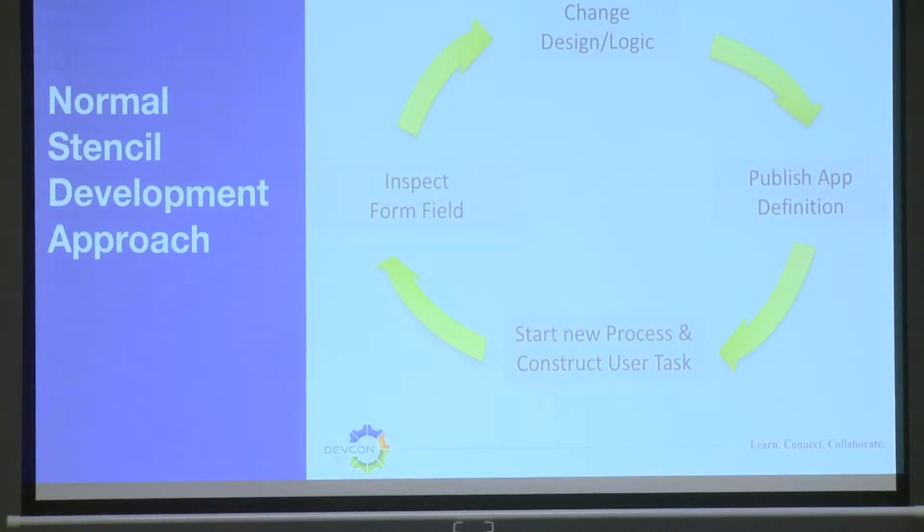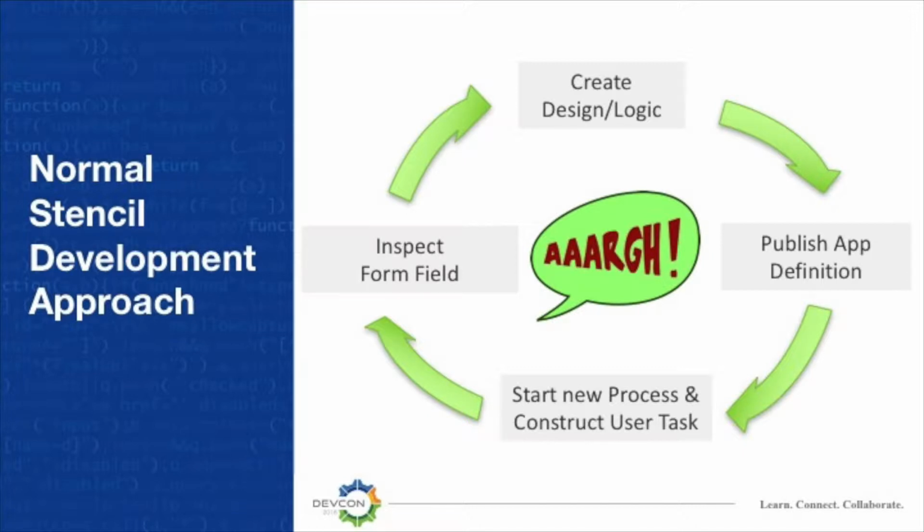After fixing the bug, we need to republish the app definition. We need to start a new process. We need to reconstruct the user task to put in our initial data. And after this, we can see if the bug is fixed. In this case, luckily, the bug is fixed. You see your form field in the user task. You are playing around, checking if it behaves like you expect, and you see, damn, oh man, there's a typo. Okay, go back to the stencil editor, publish the app definition, start a new process, and go around the cycle.